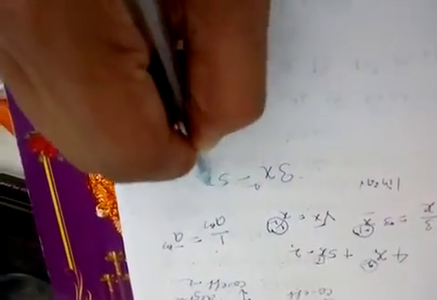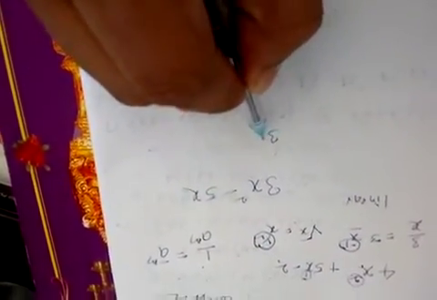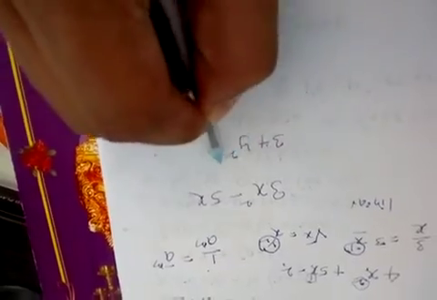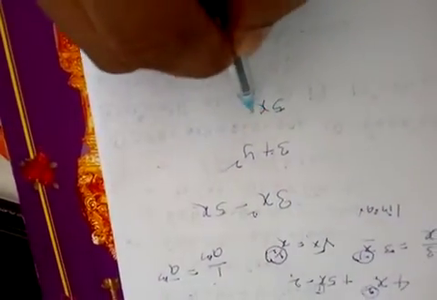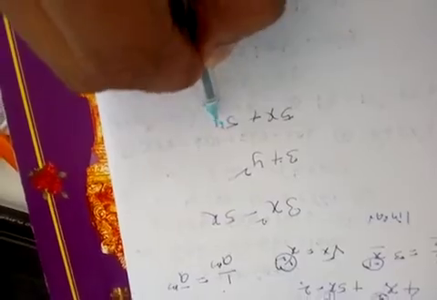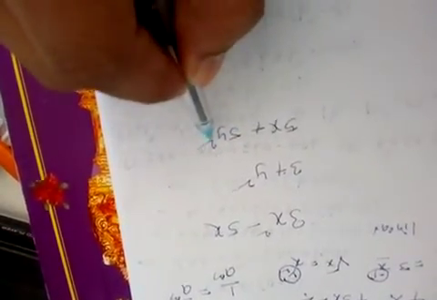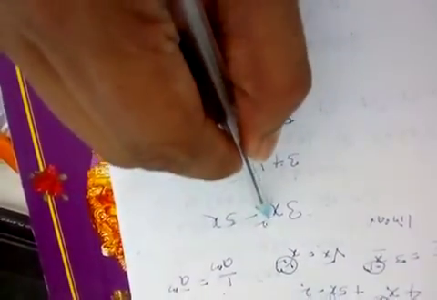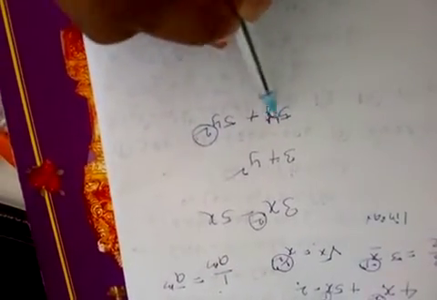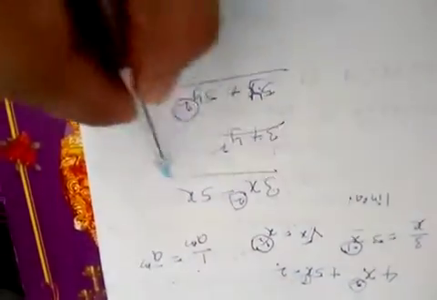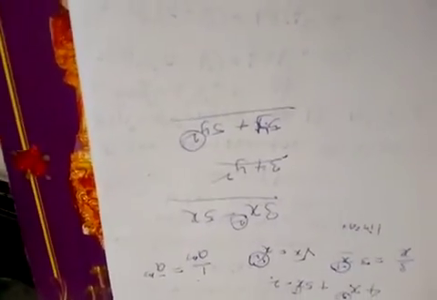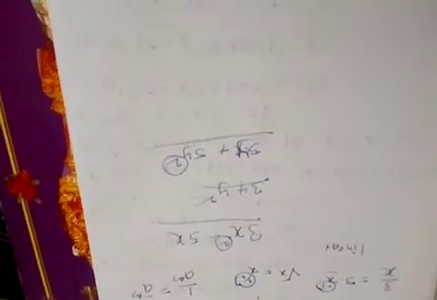Next, if the degree is 2, that is called a quadratic polynomial. Quadratic polynomial means, let us say, 3x square minus 5x, or 3 plus y square, or 5x plus 5y square. So these are quadratic polynomials. If the degree of the polynomial is 2, those polynomials are called quadratic polynomials.